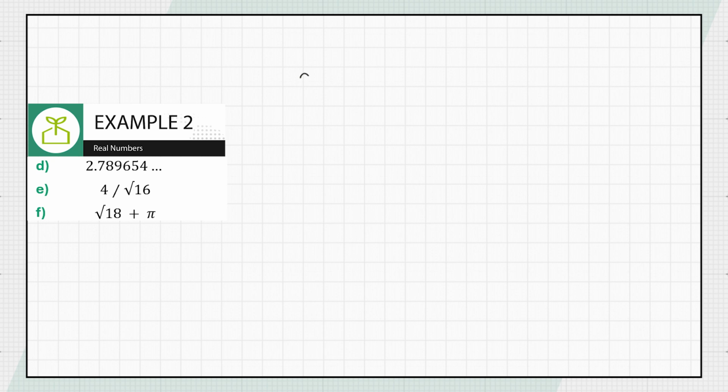Okay, let's get going. So for D, we have 2.789654, and it continues forever. Now this one we just have to check and see if there's any recurring pattern in these numbers, and it doesn't appear to be. It could be a longer pattern of numbers, but for this one, we're going to say it's irrational.